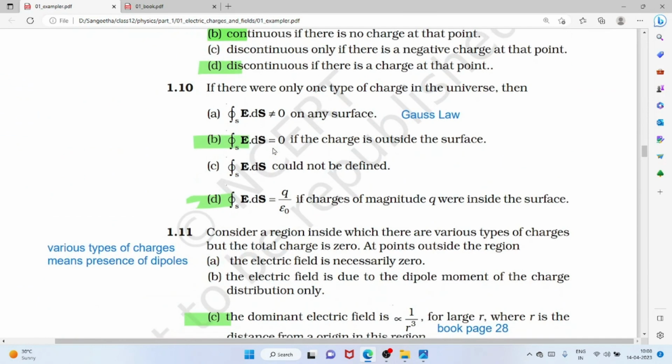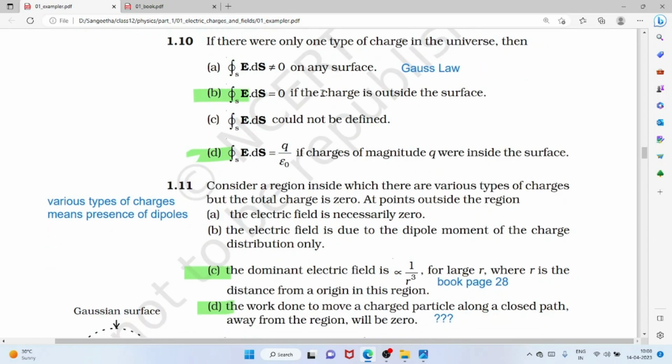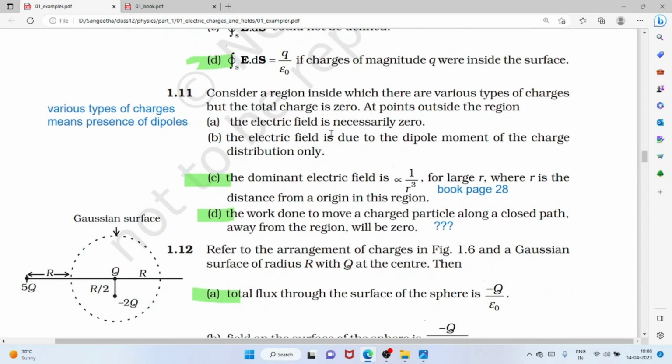There is only one type of charge in the universe. Then this delta is equal to zero if the charge is outside of this Gaussian surface, and q by epsilon naught if there is a magnitude of charge inside the surface. Consider the region inside. There are several types of charges, more than one type of charge. That means a dipole, but the total charge is 0.